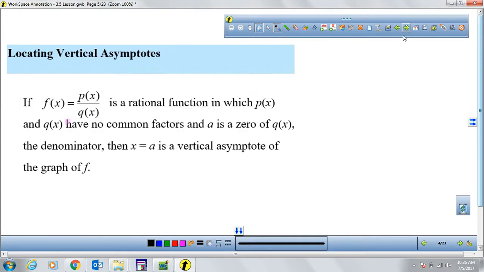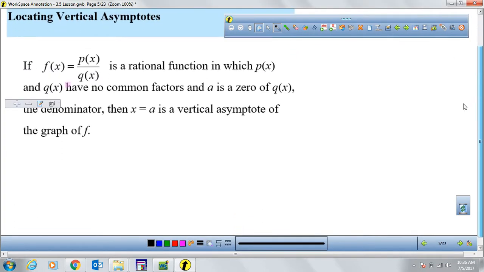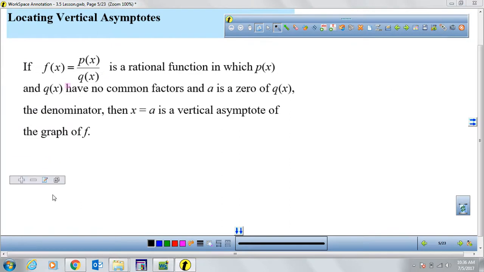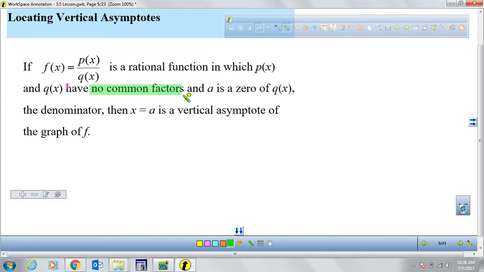Now the question is, how do we find the vertical asymptotes? Basically the same way we find the domain. However, for a vertical asymptote to exist, the first thing you need to do is make sure that the rational function has no common factors, meaning that it is reduced as much as possible. Okay. Now, if the rational function is already in lowest terms, meaning that it's already reduced, then any value that causes the denominator to be 0 is going to be a vertical asymptote of the function.